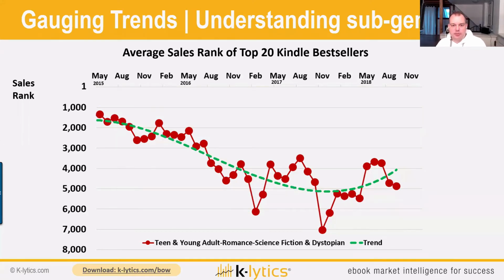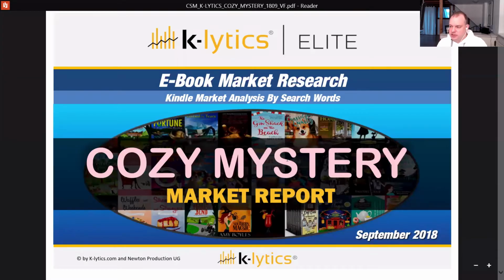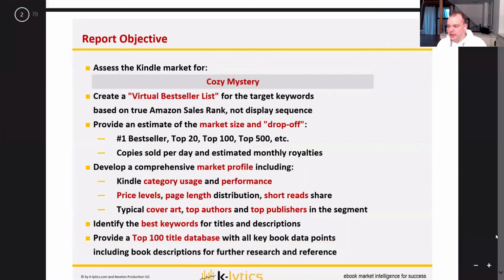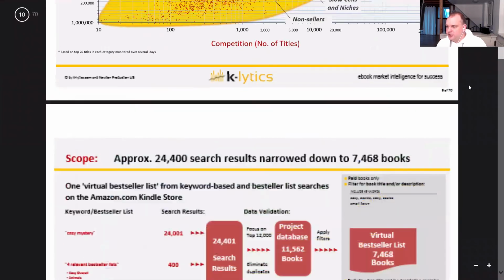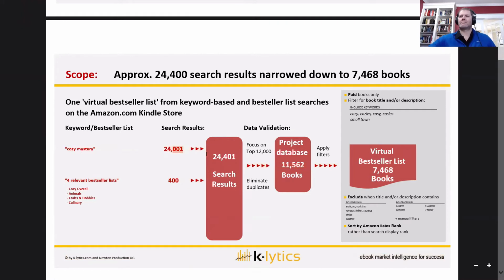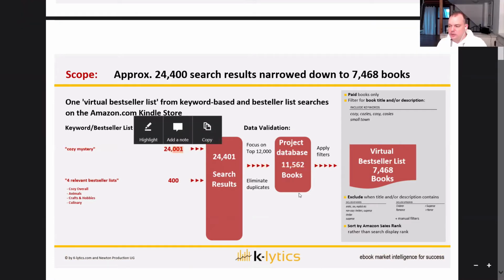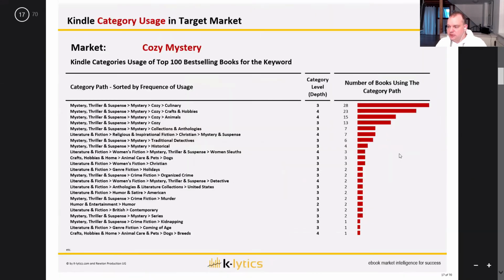We're digressing here a bit, but I think it's worthwhile, because this way we really get to the root of things. When we look at a market such as cozy mystery and create these bestseller lists, I'm jumping to exactly the point you mentioned earlier: we take a whole number of 24,000 search results for cozy mystery, but then try to boil it down to what are really cozy mystery titles. We're down to like 7,000, excluding many others. And that then gives you market values and all sorts of things.